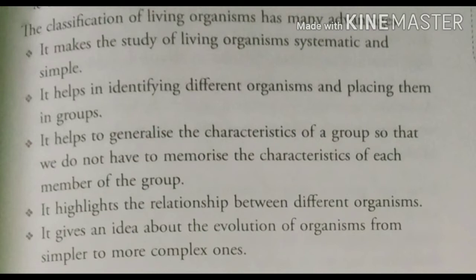Suppose I want to study about human beings and I place them along with fishes, then the study becomes very complicated because fishes are completely different from human beings. But if they are grouped along with organisms which possess the same characteristics, like if I place human beings in mammals, then my study becomes simple. So, classification of living organisms is very important to make the study very systematic and simple.